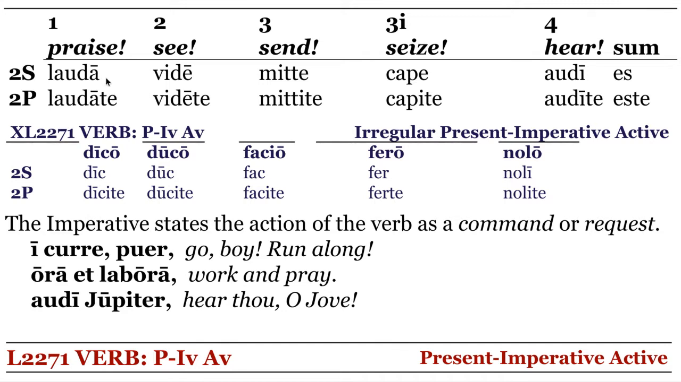I love sandwiches. So here we have laudate. Notice the shortened endings: vidē, vidēte, mitte, mittite, cape, capite, audi, audite, and then the irregular es, este. There's some other irregulars you've got to worry about: dic, dicite, duc, ducite, fac, facite, fer, ferte. And then this one is a big one. We'll see this: noli, nolite.